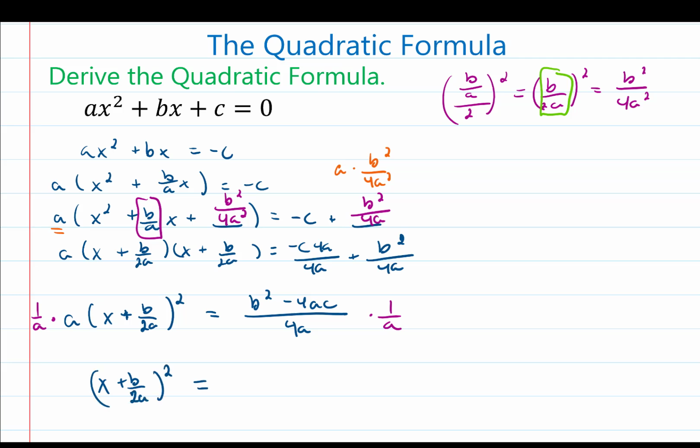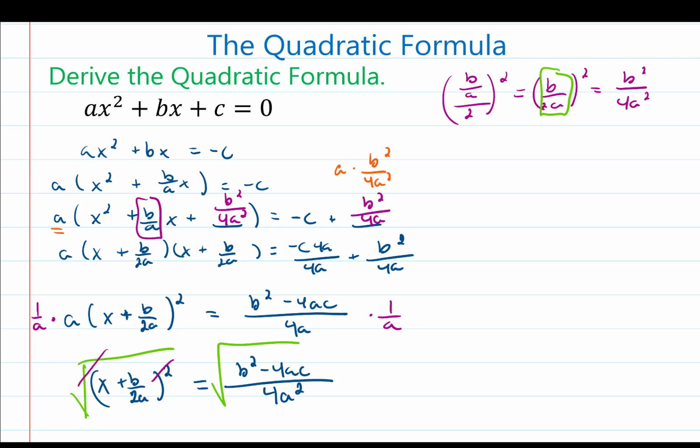On the right side, I'm going to multiply across. I have two fractions. You multiply the numerators together and the denominators together. In the numerator, I have b squared minus 4ac. In the denominator, I have 4a squared. Okay, I'm very close to the end. Next, I'm going to take the square root of both sides.